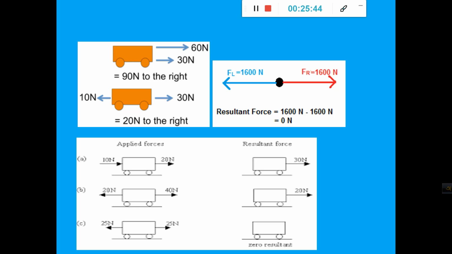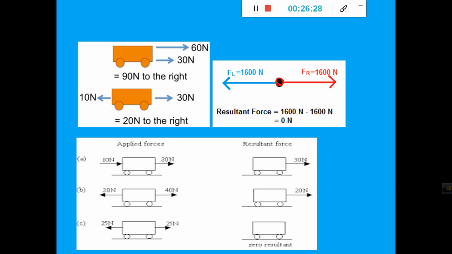Now third example, a black colored spherical object. Force acting in the right direction, Fr equal to 1600 Newton, and force acting in the left direction, 1600 Newton. So the resultant force is 1600 Newton minus 1600 Newton, which is 0 Newton. So the resultant force is 0 here. Now example number A, 20 Newton force acts in the right direction. Also 10 Newton force acts in the right direction. So the resultant force is 30 Newton.